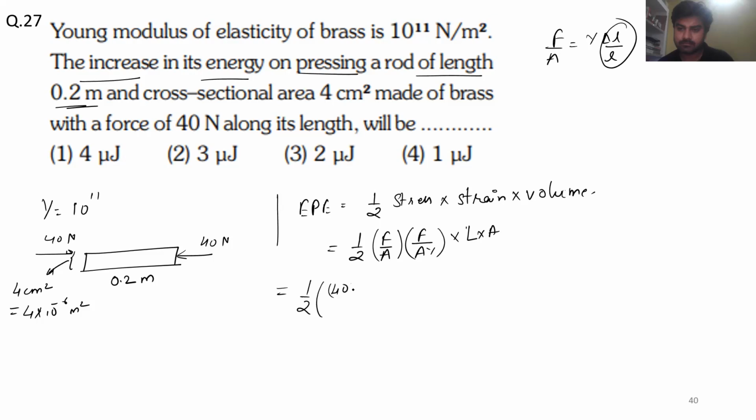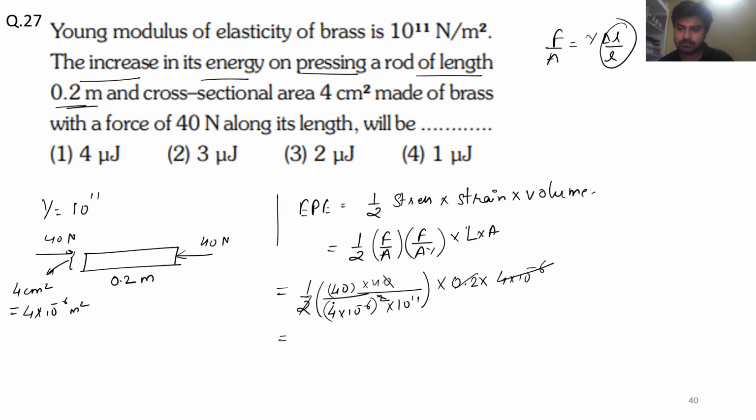Now if I substitute the values, half F square, what is force? Force is 40, 40 square divided by area. Area is 4 into 10 to the power minus 6 square into Young's modulus. Young's modulus is 10 to the power 11. Into length, length is 0.2 meters, into area is 4 into 10 to the power minus 6. So this will cancel out one time, right? And 40 square, I can write as 40 into 40. This becomes 2 and this gets cancelled out. So it will be 160.